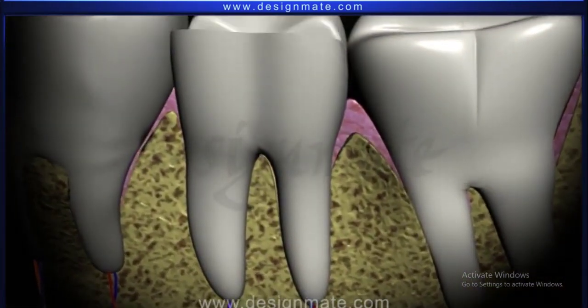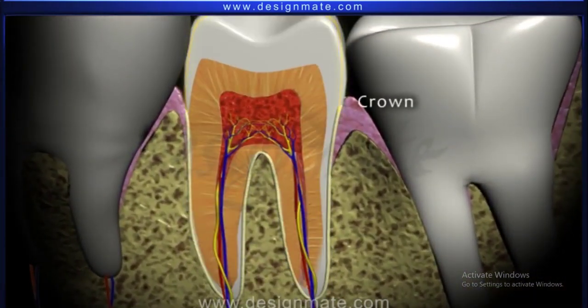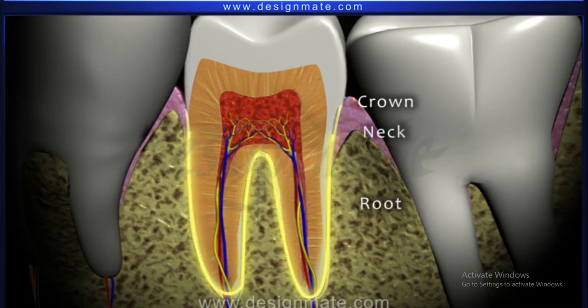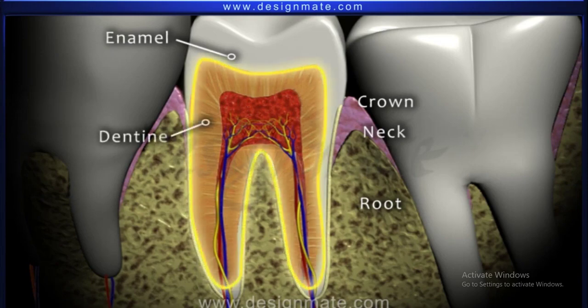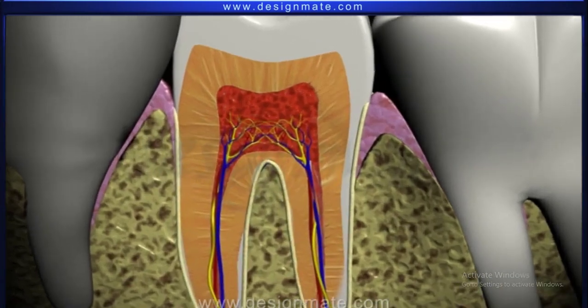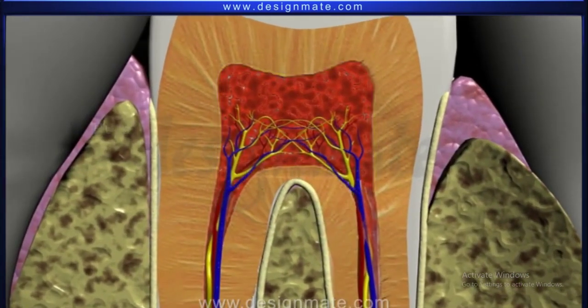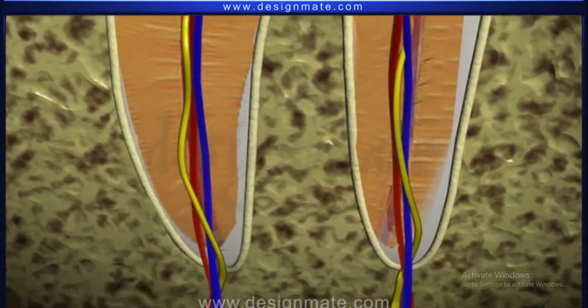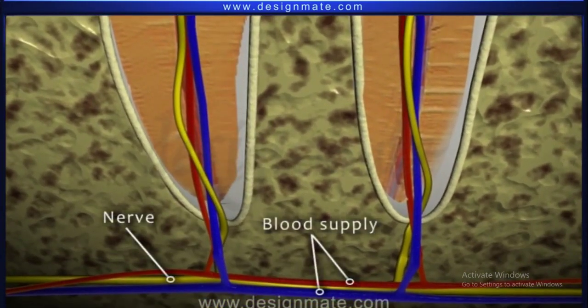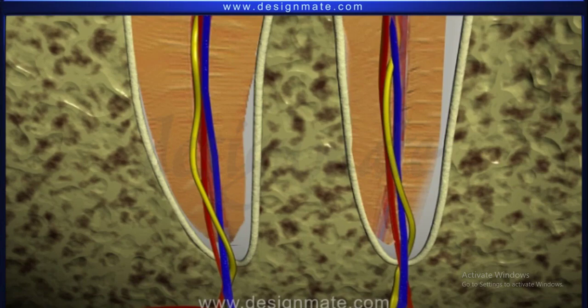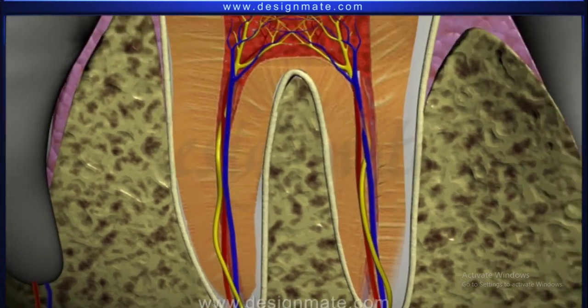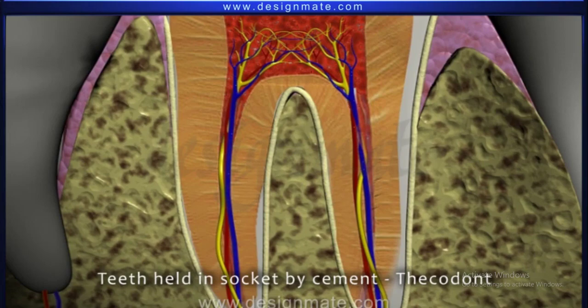Each tooth has 3 parts, namely crown, neck, and root. The crown is the uppermost region and is capped with hard enamel. Below the enamel is a layer of bony dentine, where lies the pulp cavity, having nerves and blood supply. The neck and the root region are held in the socket by a substance called cement. So, the human teeth are called thecodont.